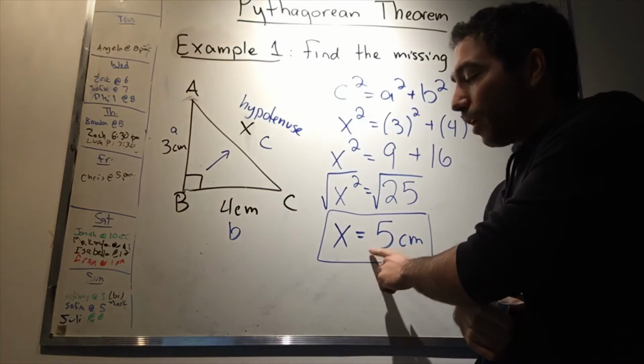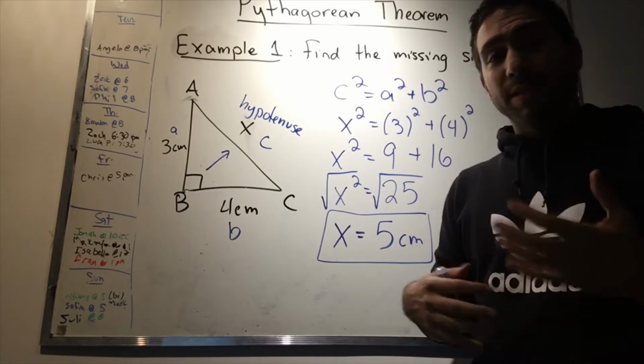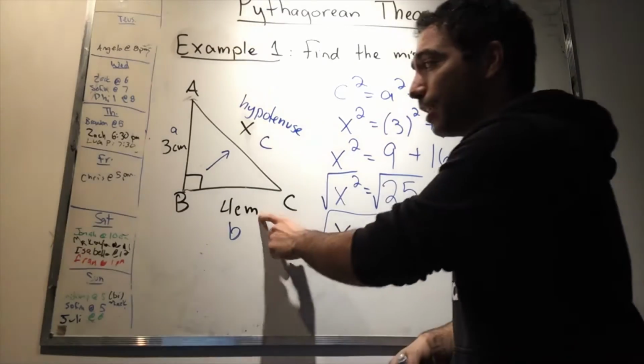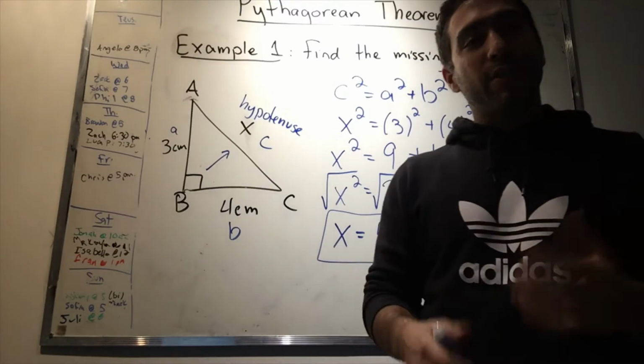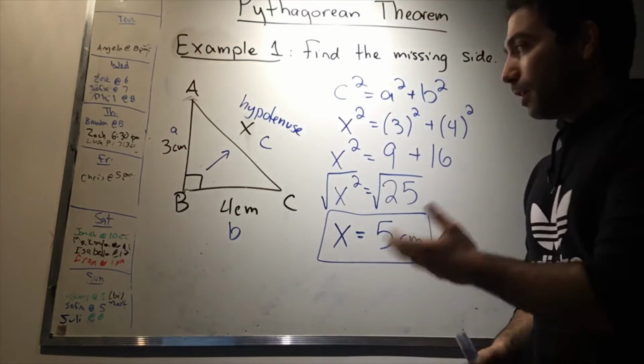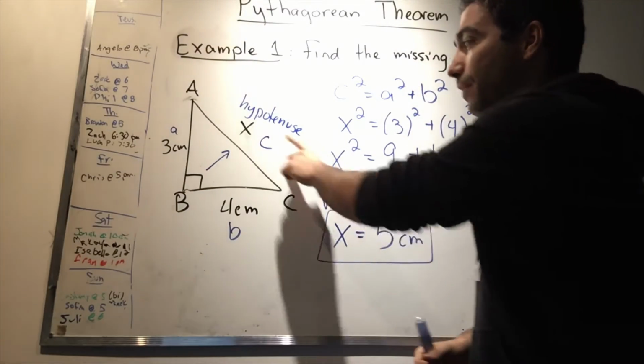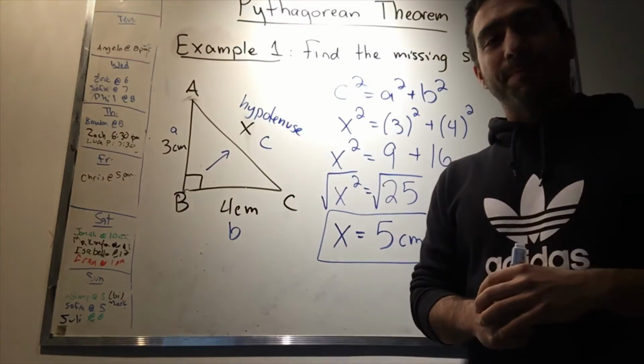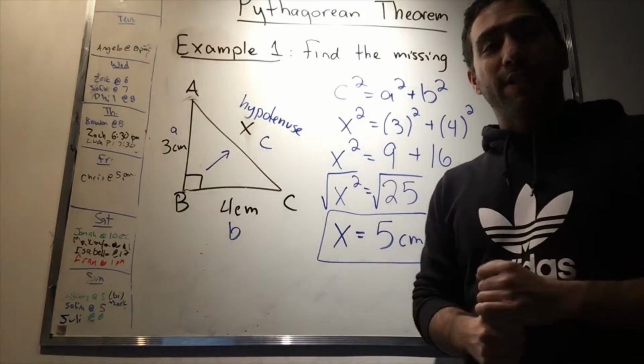Okay. If you had gotten like 2 or 3, or you made a mistake somewhere in your calculations and got an answer that's smaller than either 3 or 4, then you know your answer was wrong. Go back and double check your work. But this is an example where the hypotenuse is 5. It makes sense, and we're good. Awesome. Let's take a look at more examples.